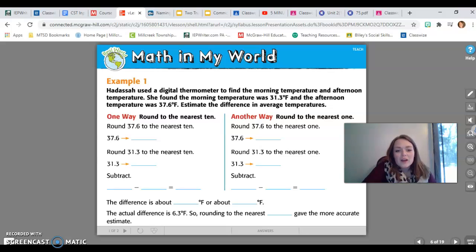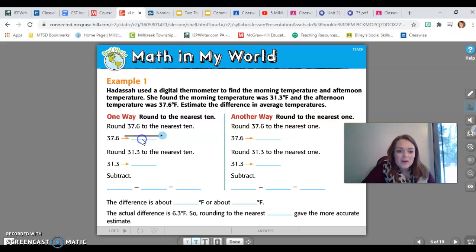Hadasha used a digital thermometer to find the morning temperature and afternoon temperature. She found the morning temperature was 31 decimal 3 tenths degrees Fahrenheit and the afternoon temperature was 37.6 degrees Fahrenheit. Estimate the difference in average temperatures. Okay, so the first way we can do it is we're going to estimate to the nearest tenth.